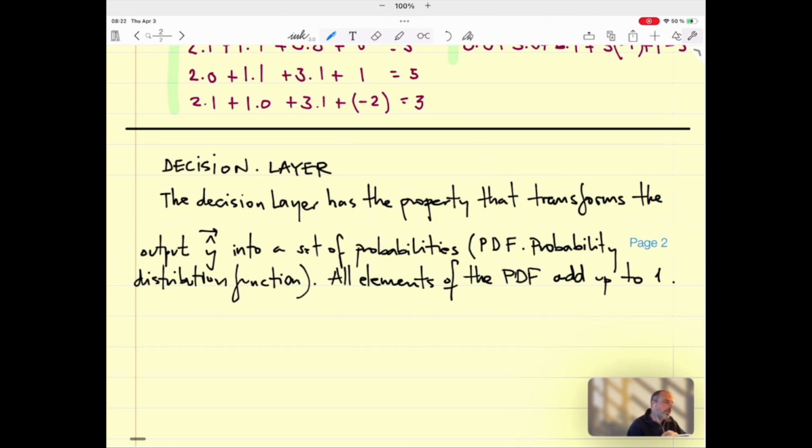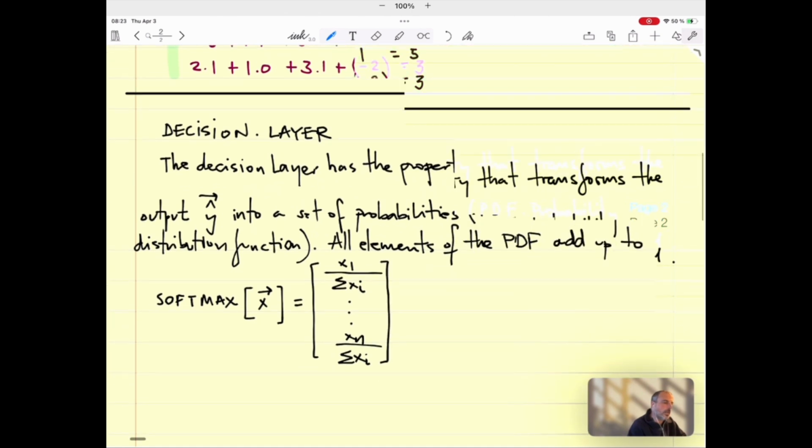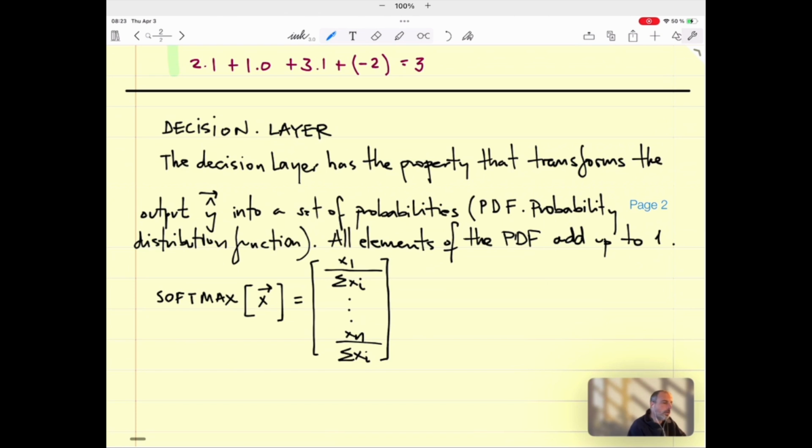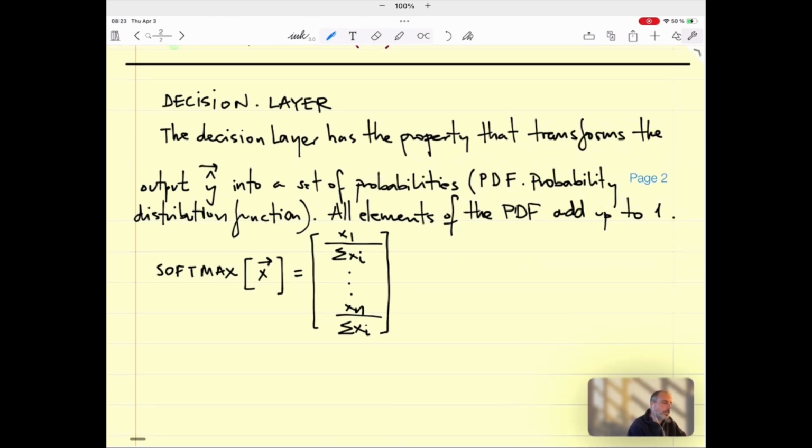And for this reason, we take our softmax function when applied to a vector x. It has the elements x1 divided by the sum of all vector elements, xn divided by the sum of all vector elements. You can say, oh my God, again with math, this guy is impossible. Okay, so this is very easy. Let me do an example, okay?